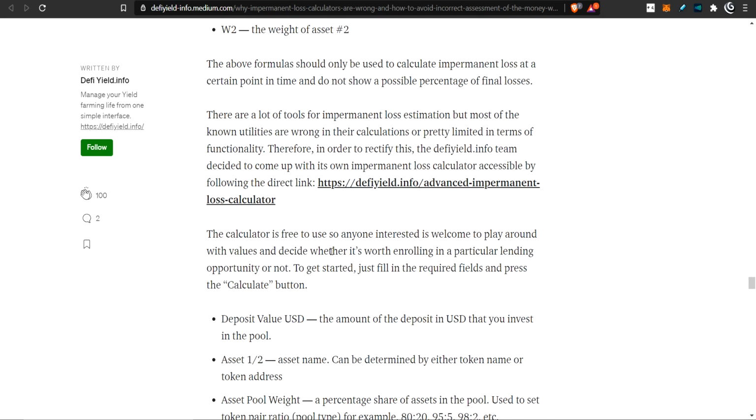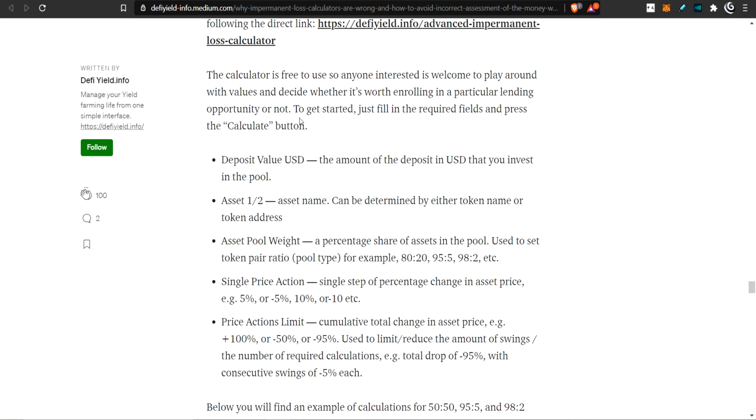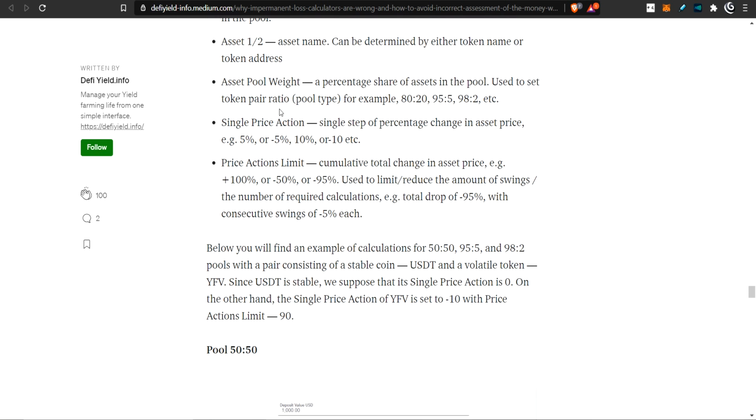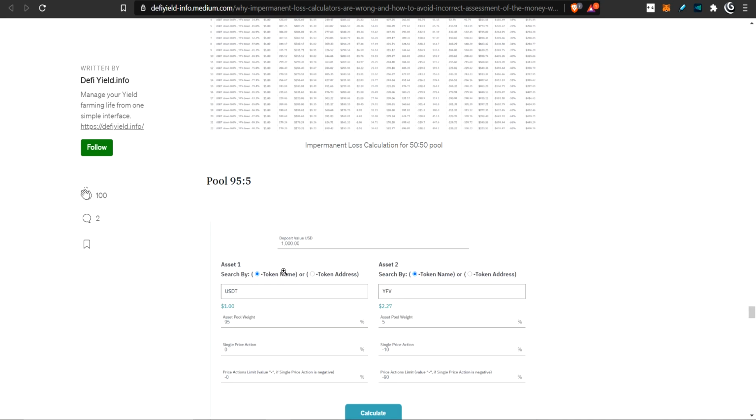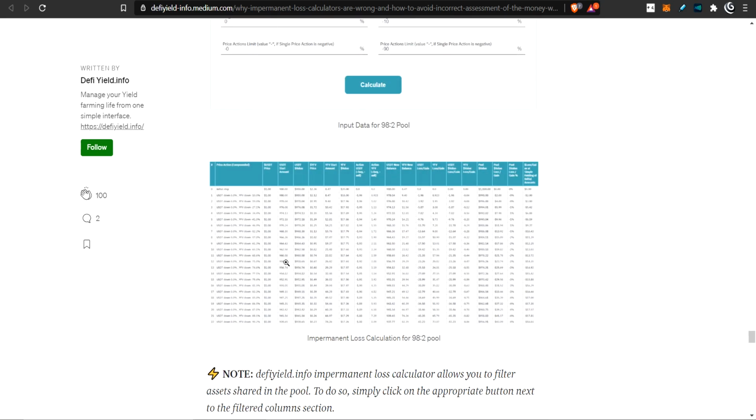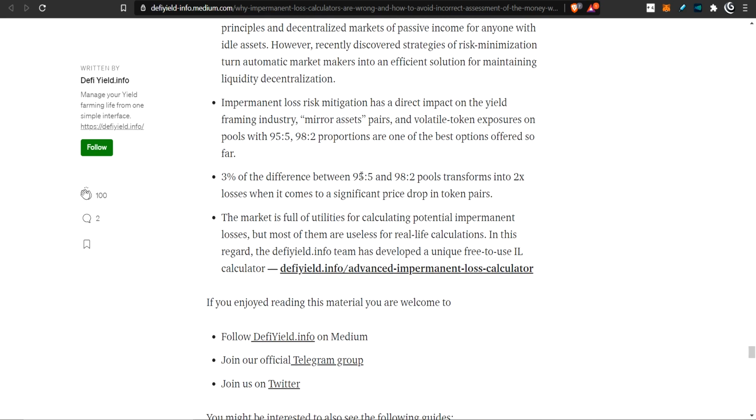And then he talks a little bit about why the calculator works so well and how to use it, what the inputs are. But I will show you on the calculator, and it gives you some examples of what the calculator looks like, and then talks about the conclusions.